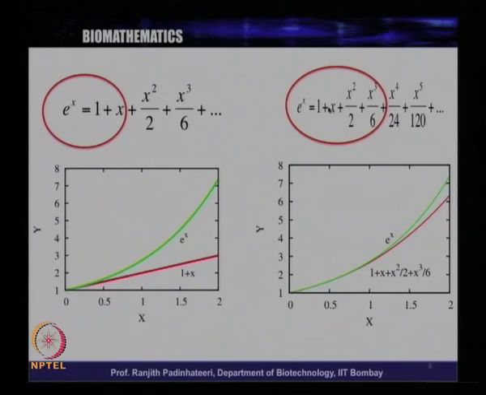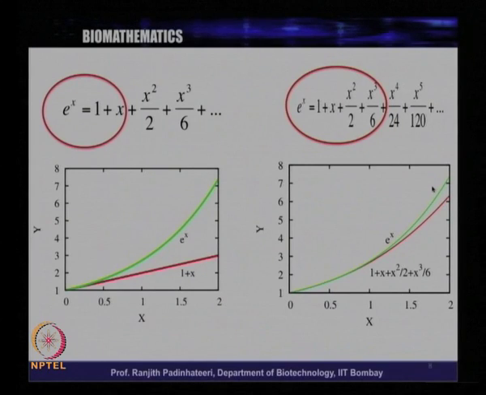If we take more terms like x square by 2 and x cube by 6 also, that is, we assume that e power x is 1 plus x plus x square by 2 plus x cube by 6, that will be okay again below 1, but in a much bigger range compared to this. So the more terms you take in this expansion, the closer this curve is to e power x. The red curve in this second graph is 1 plus x plus x square by 2 plus x cube by 6, and the green curve is e power x.